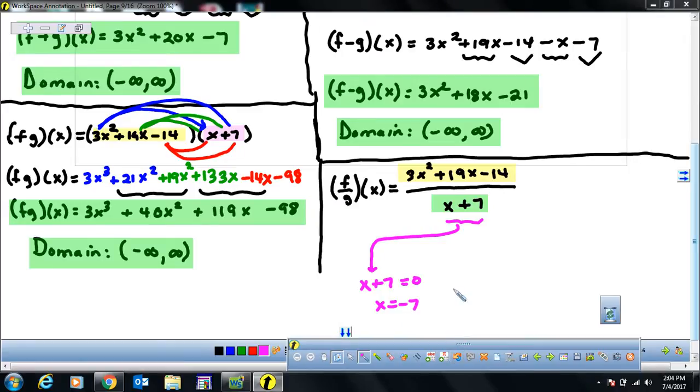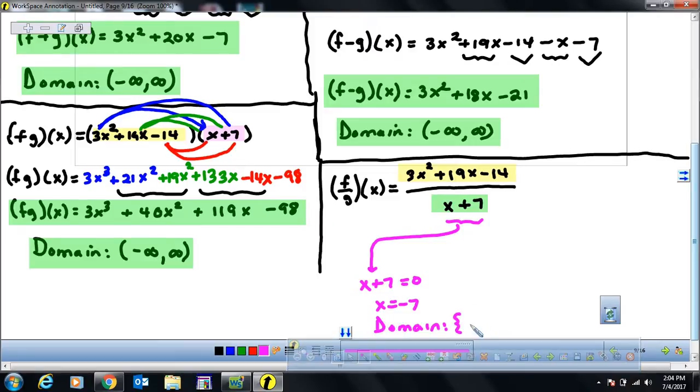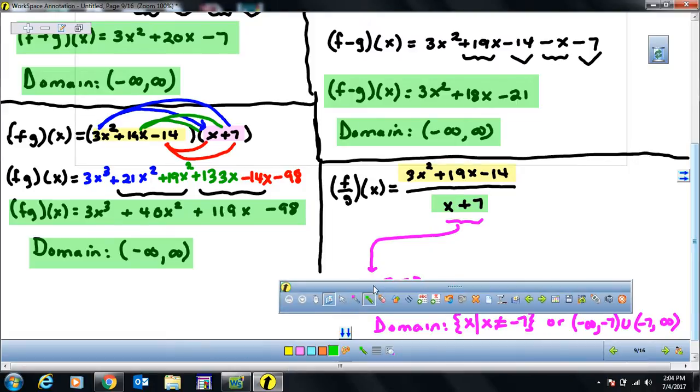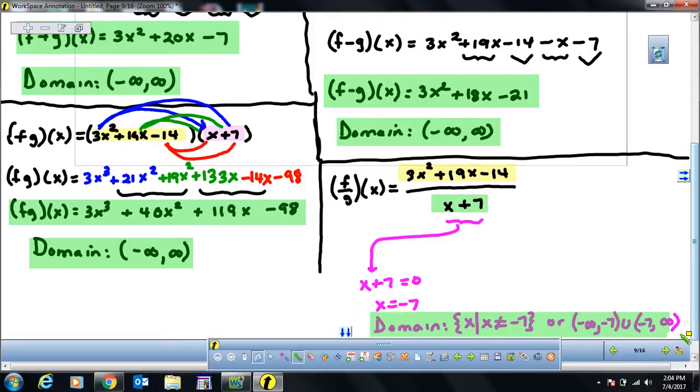So when I write the domain for this function, we're going to say that the domain is any number with the exception of negative 7. So if you write it in set notation, you would say the set of all x such that x is anything except for negative 7. Now, if we want to write it in interval notation, we would say that the domain starts from negative infinity, stops at negative 7, then continues after negative 7 and keeps going up to infinity. And that is my domain either in set notation or in interval notation.